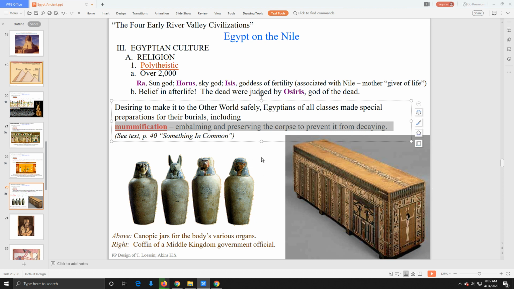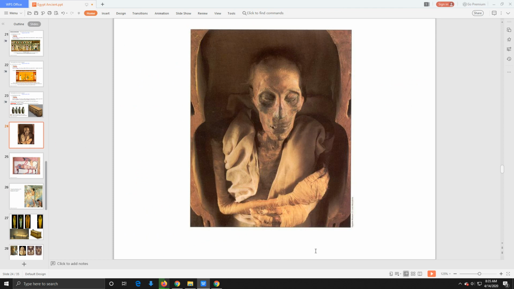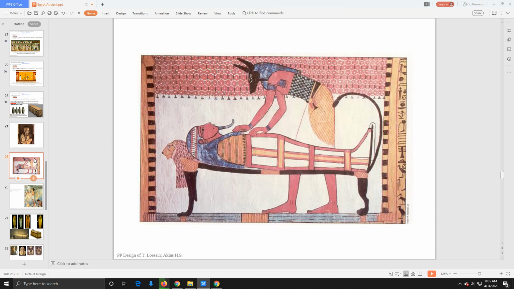They would take out your organs and such and put them in various jars. Your heart, for example, goes in the monkey jar. So they would take out your organs and put them into various jars. When a corpse gets mummified, it looks like that. So that's what it looks like when it's been mummified.